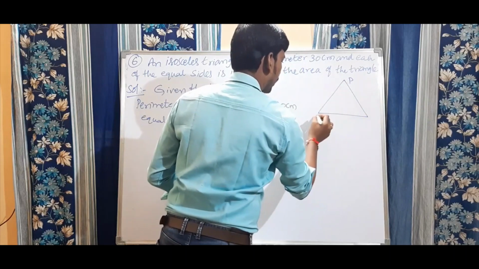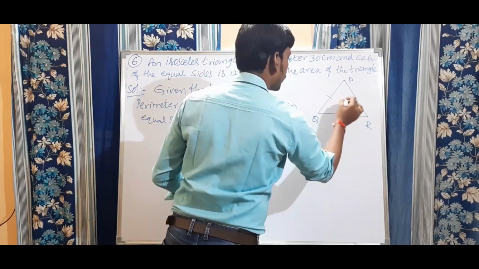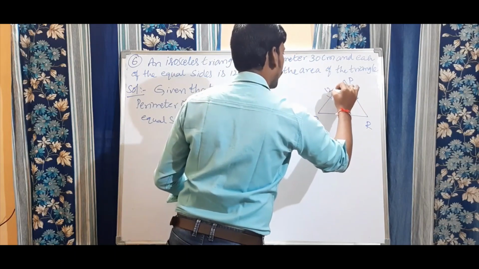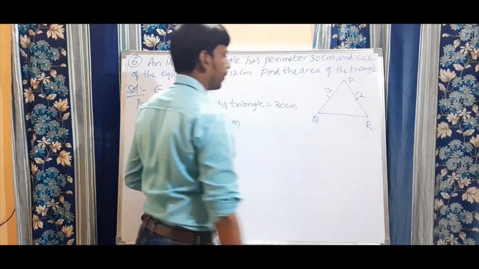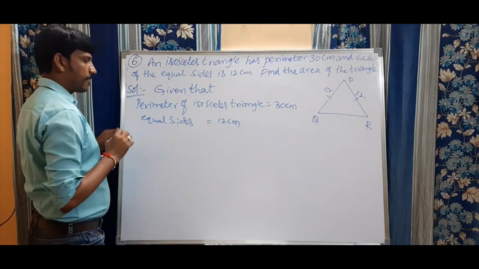This is P, Q, R. So these two sides are equal. This is 12 and this is also 12. This we need to find out. Clear, my dears?